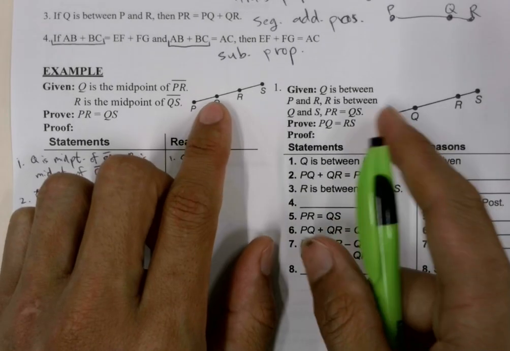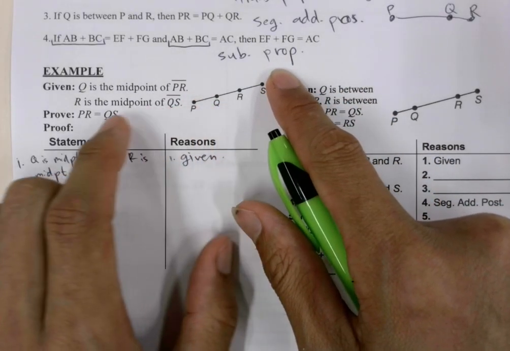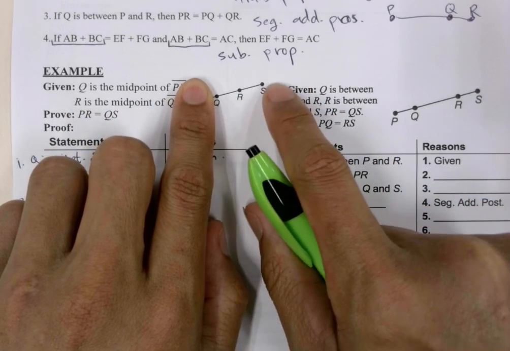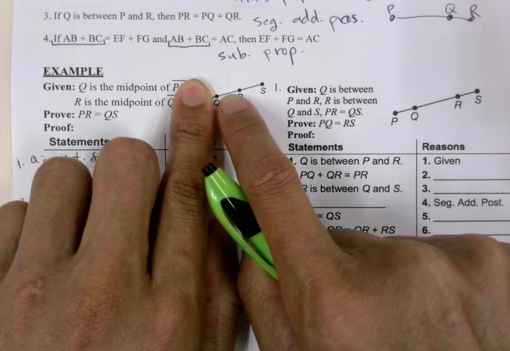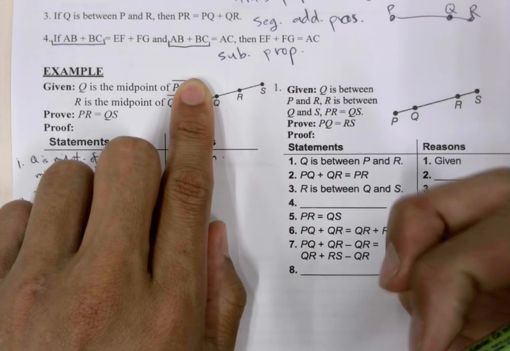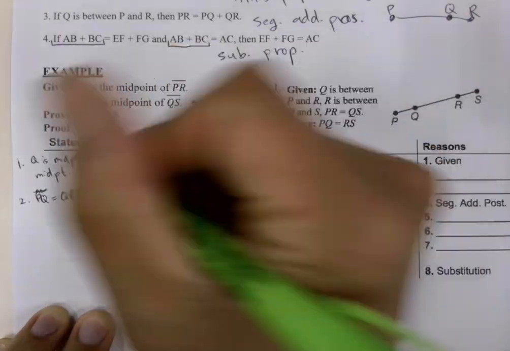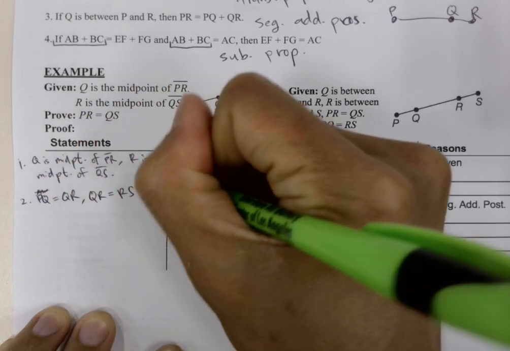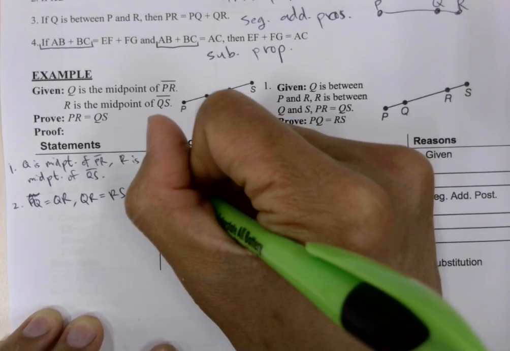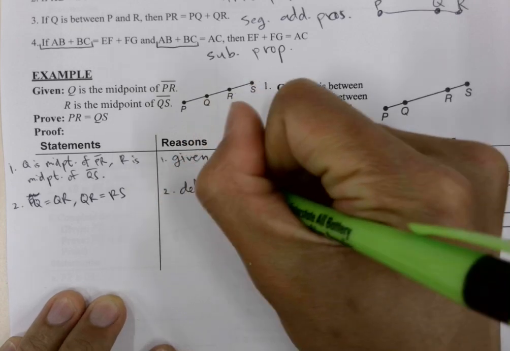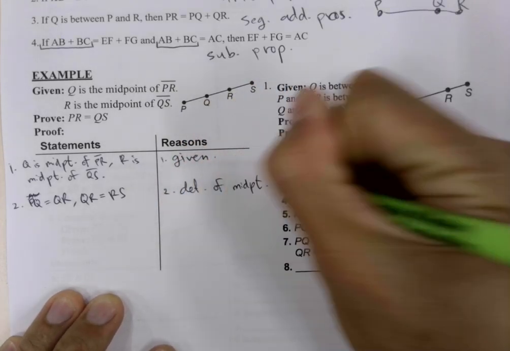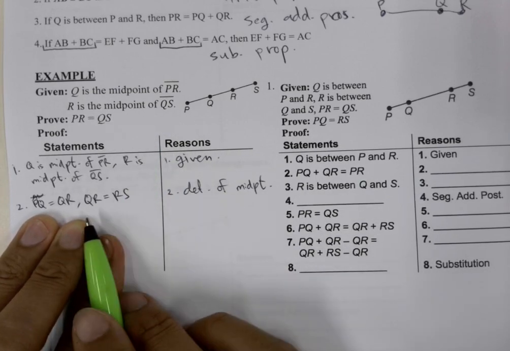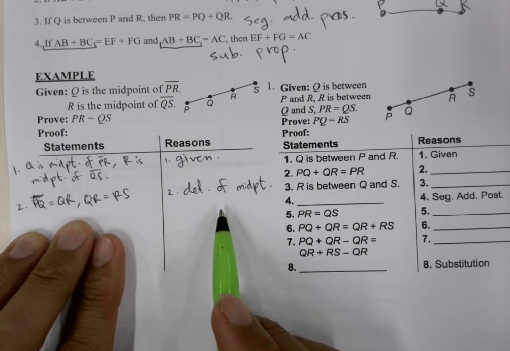And I'm also going to do the same thing over here, because we also are given that R is the midpoint of QS. So that means this first side is equal to that second side. So I'm also going to say the measure of QR is equal to the measure of RS. So number 2, and that is going to be the definition of the midpoint. The definition of midpoint lets us say that. So this is a new statement and reason. We haven't seen this before.